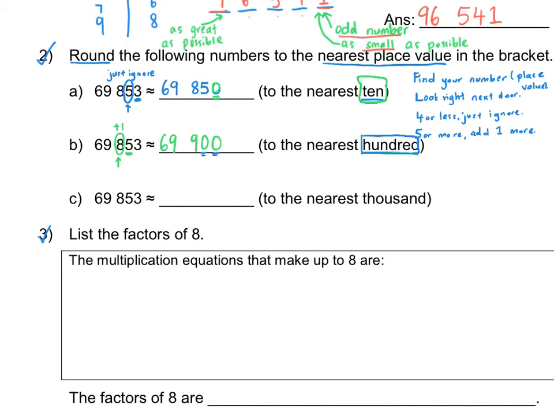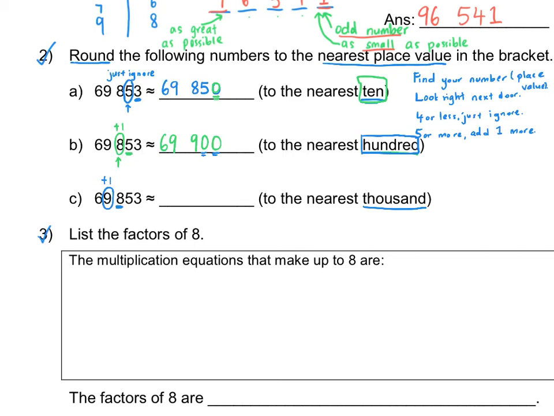Round the number to the nearest 1,000. Now they want us to round to the nearest 1,000. So same thing, we follow the step. Step 1, find your number in the thousands place, which is digit 9. Look right next door, digit 8. Now look at this digit 8. Is it 4 or less or 5 or more? 5 or more. So we have to add 1 more to the digit in the circle.